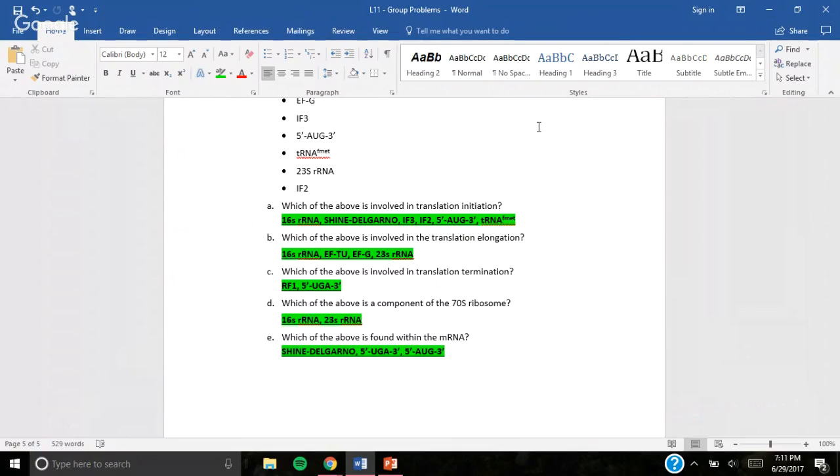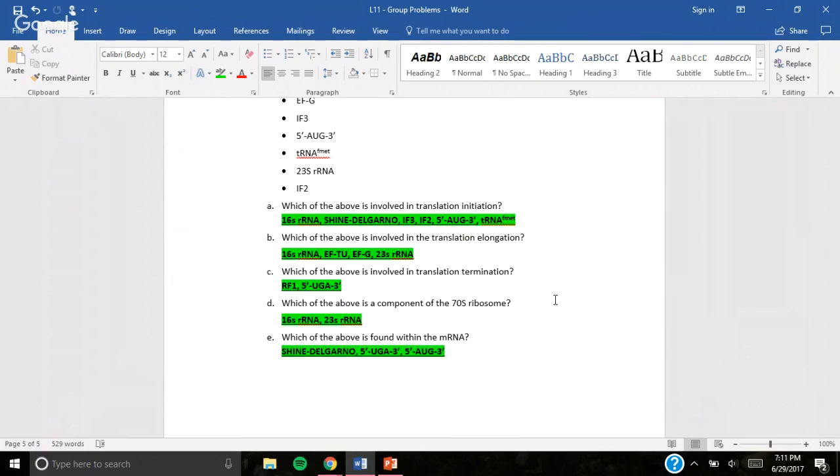For B, which of the above is involved in translation elongation? So we found 16S rRNA, the EF-Tu or EF2, and then the EFG, as well as the 23S rRNA. For C, which of the above is involved in translation termination? And we found RF1 and then the stop codon UGA.